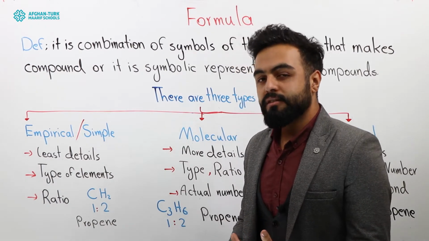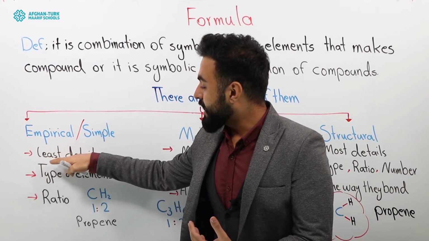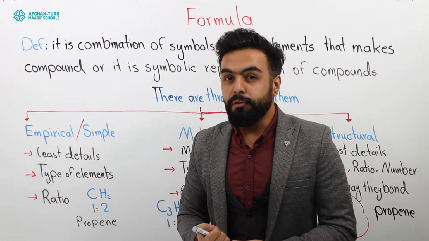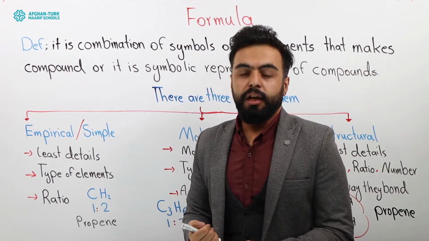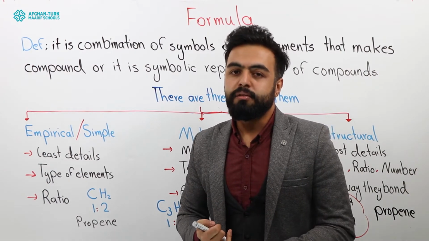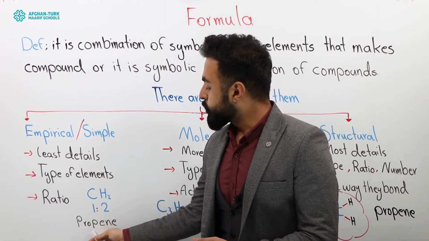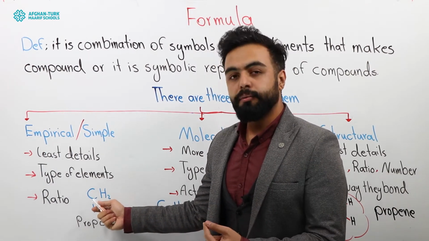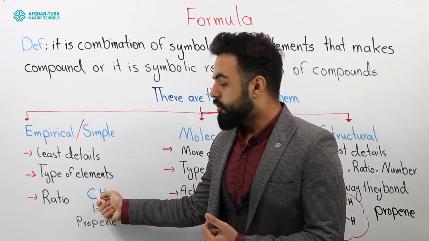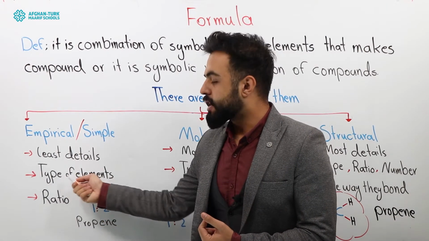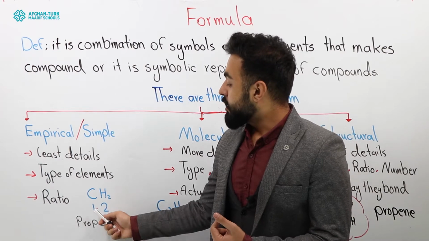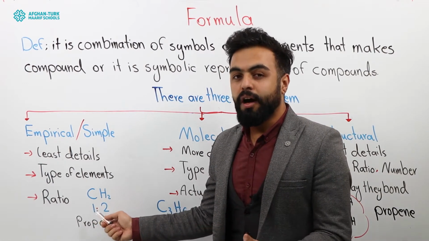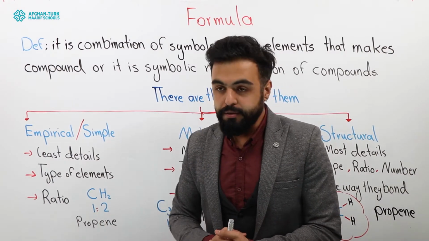So why is it called simple? Because it gives us the least detail. It only says which type of elements are involved in the compound and what the ratio is. For example, we have propene. In the simple formula, it only says that we have carbon and hydrogen, the type of elements. And it also says that there is one portion of carbon and two portions of hydrogen in this compound.